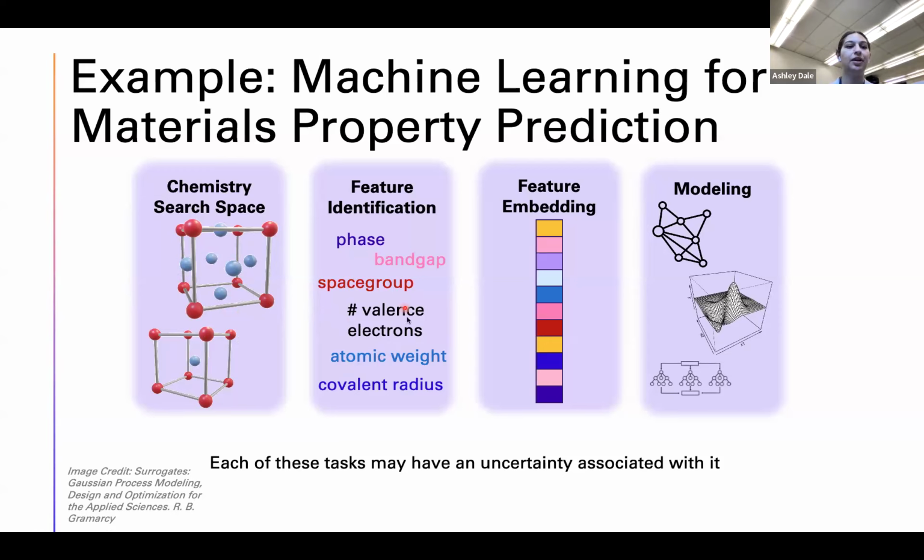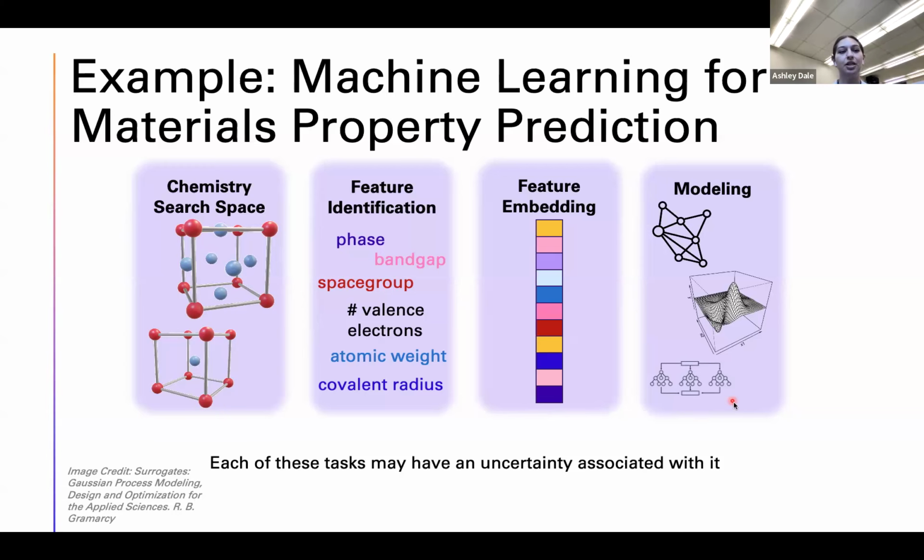Right, so we have the feature identification stage where maybe we're looking at the band gap of a material or the number of valence electrons. But these are actually physical things that we need to somehow encode in a step, right? That can be used numerically. So this feature embedding step is very, very important. And then once we have a numerical representation of these physical quantities, we actually want to use a predictive model to try and get some new information out of what's going on.